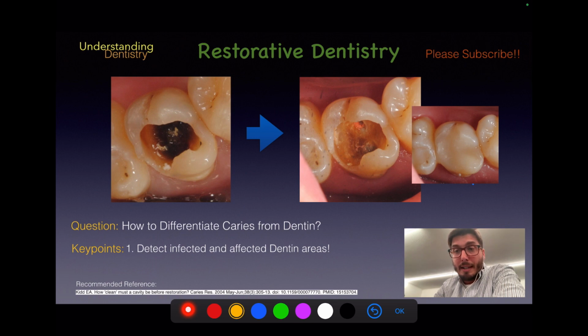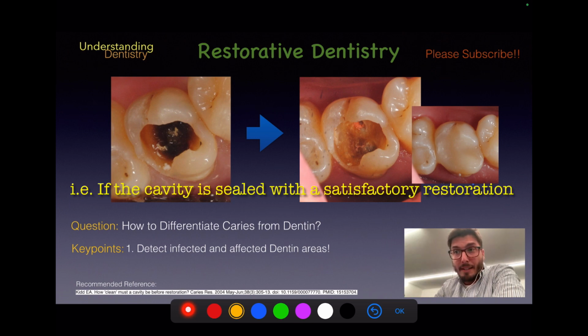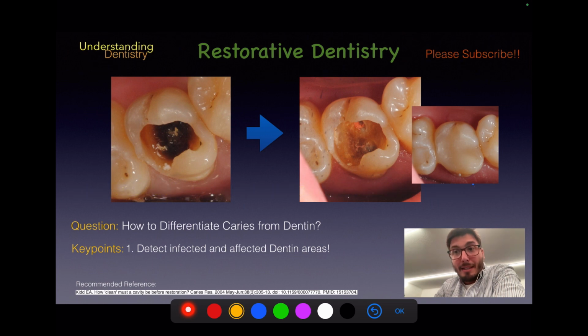It's considered that the affected dentin can stay while the infected dentin should usually be removed. Although there are recent articles considering that infected dentin, depending on the case and depending on the clinical situation, could also be left in the cavity, right? But it depends on the case, it's not so simple, and that's why I'm even recommending a reference here for you guys, because as you guys know, we should always base those decisions on scientific evidence, right?